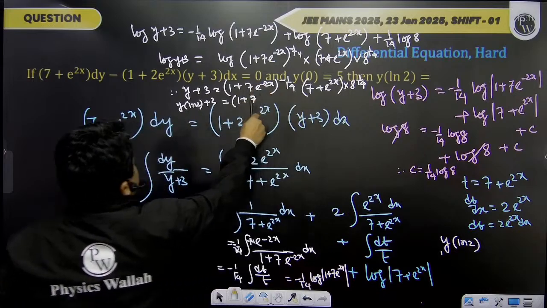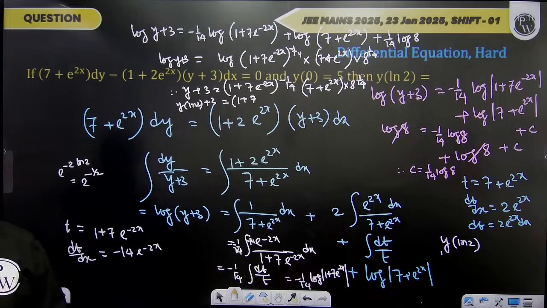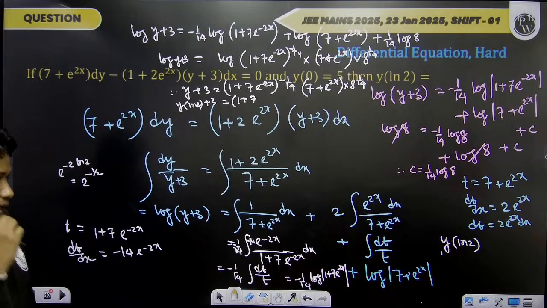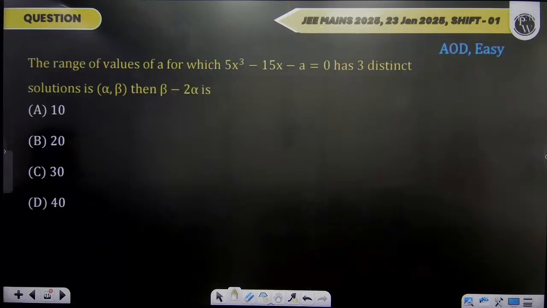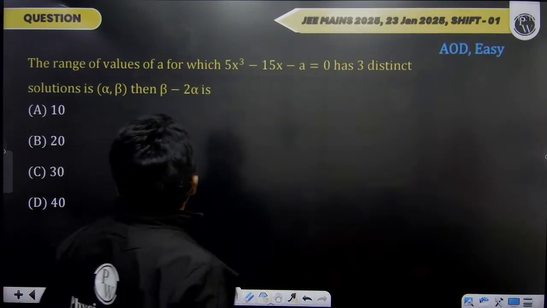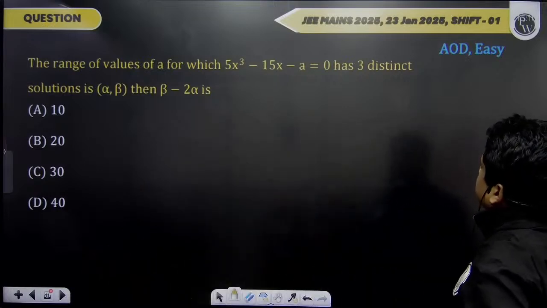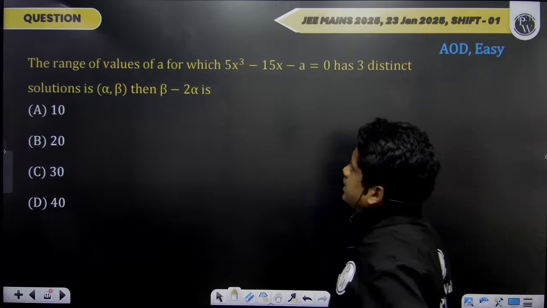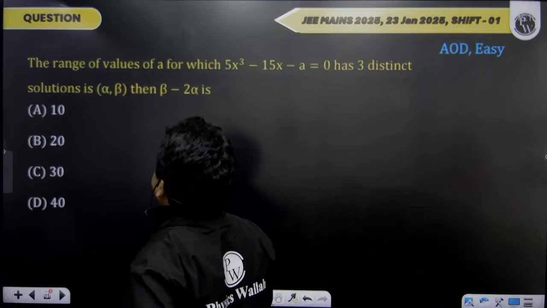Okay, so here we just put y equal to log x equal to log 2 and get the simplification done. All right. So let's move ahead to the next question. The next question is the range of values of a for which 5x³ minus 15x minus a equal to 0 has three distinct solutions, where (alpha, beta) is the range of a, then beta minus 2 alpha is equal to what?